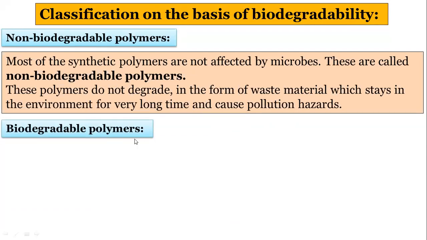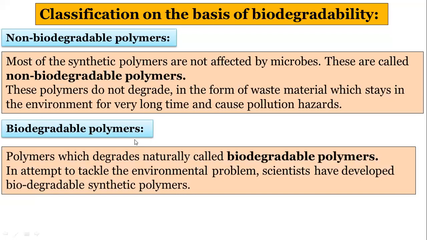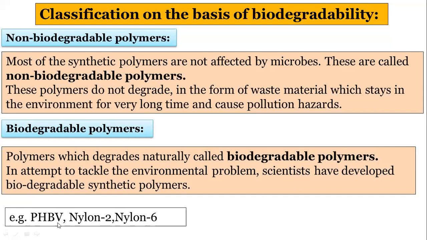Biodegradable polymers, as the name itself suggests, are biodegradable. They can decompose naturally by microorganisms. For example, PHBV polymer, nylon 2, nylon 6. These I will explain in the special slide on classification based on biodegradability. Just in this slide, we have to remember what is meant by non-biodegradable polymers and what is meant by biodegradable polymers, which can degrade naturally. Those polymers which cannot degrade naturally are non-biodegradable polymers.